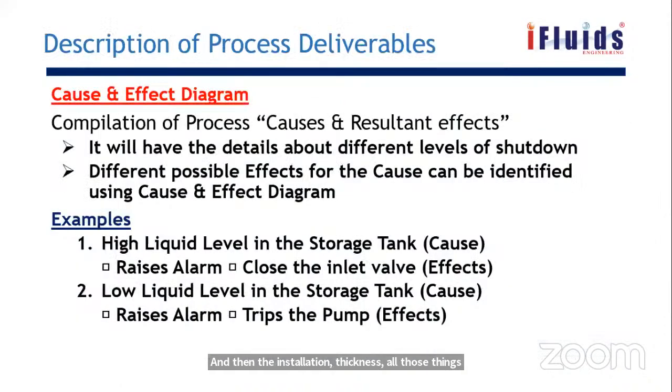And the cause and effect diagram, we discussed. It is a compilation because in the plant we will have multiple equipment, and for each and every equipment there will be a safeguarding interlock. In case of level high, what need to do? In case of temperature high, what need to do? In case of pressure high, what need to do? All those things will be listed in the cause and effect diagram.